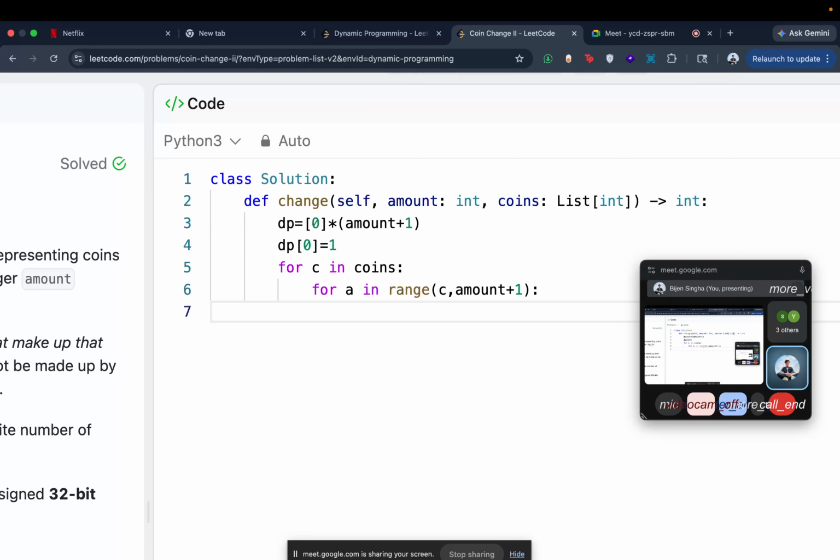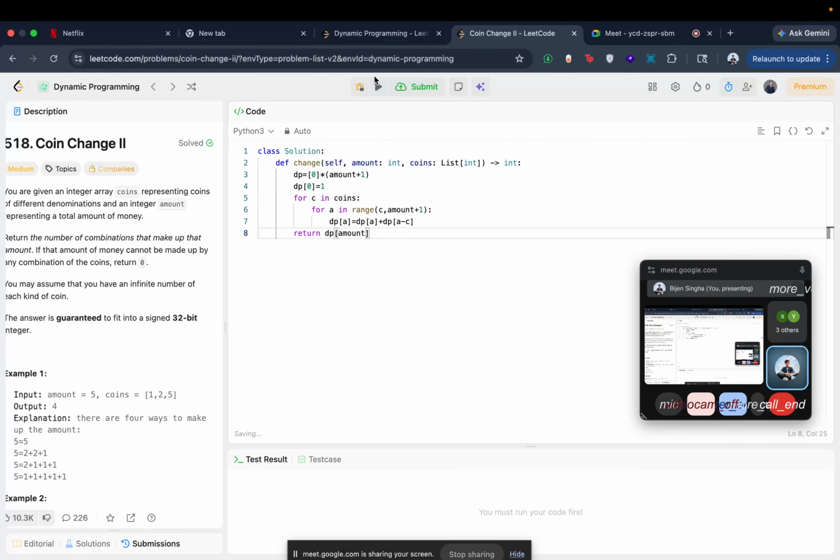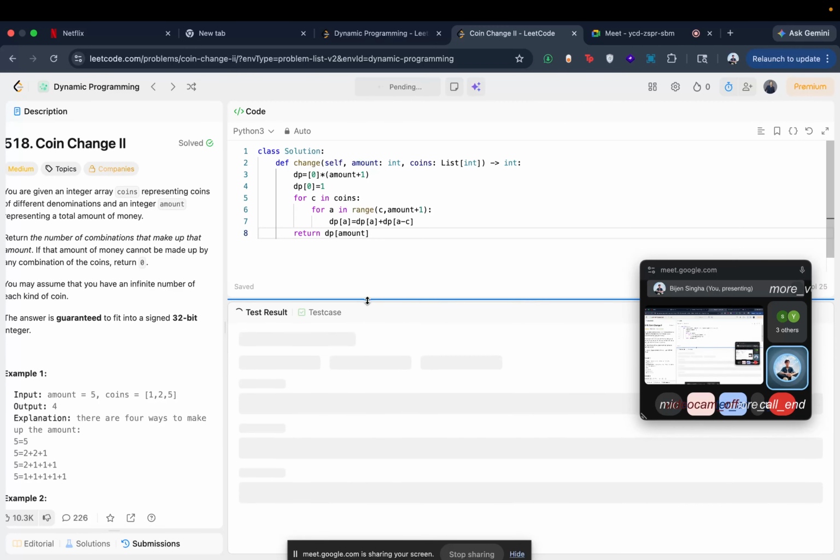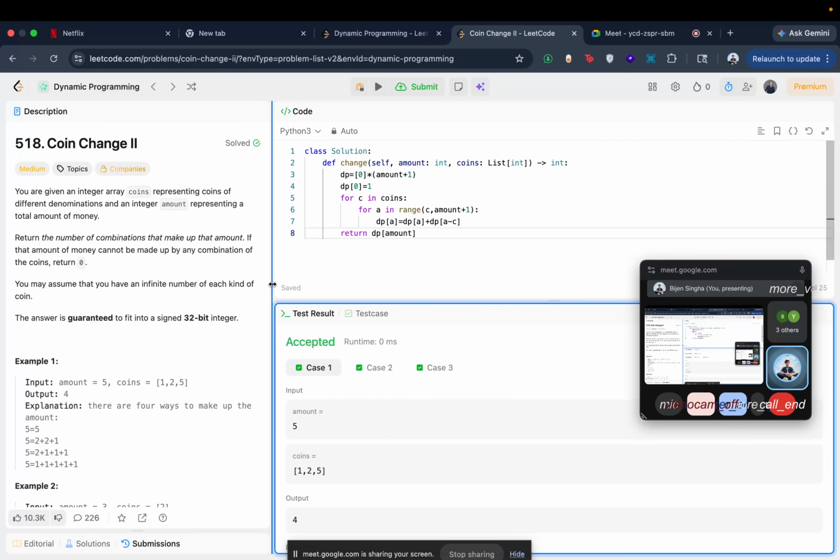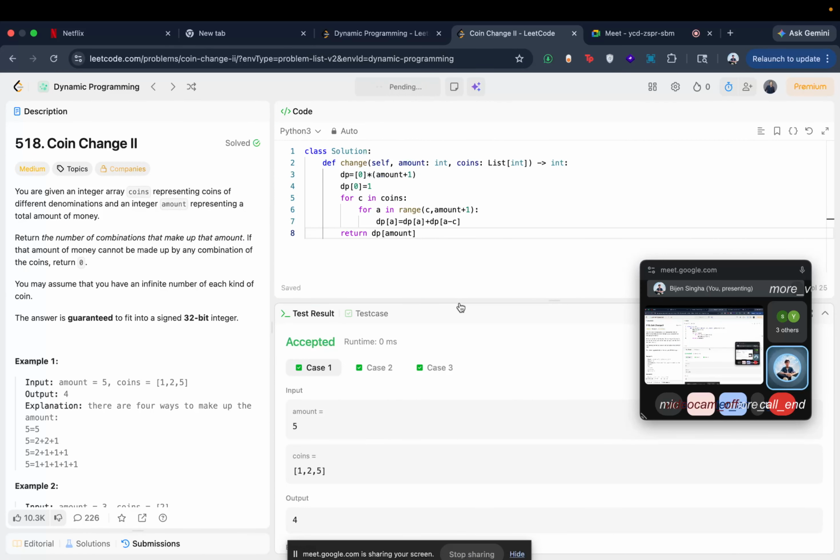Now dp of amount I'll change. It is dp of previous amount plus dp of amount minus coin. That's it. At the end, return dp of amount. It is very simple if you understand it. It is short, very short.